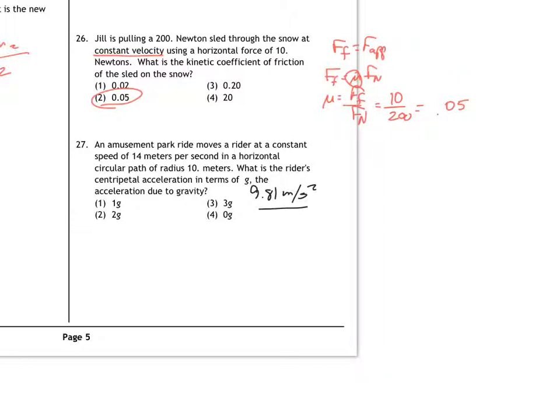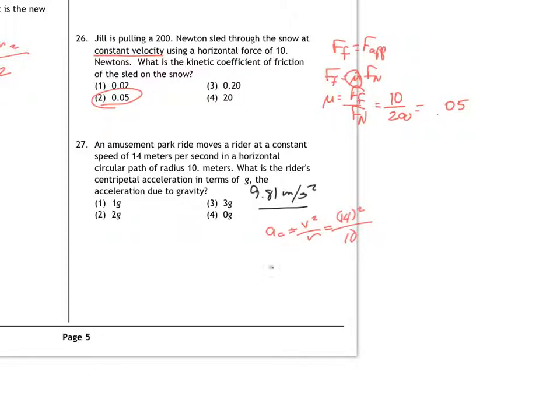And then we'll figure out what multiple it is, and then we'll be able to say it's either 1g or 2g or 3g or 0g. So let's use the equation a_c is v squared over r, since this guy's moving in a circle, and therefore we would describe his acceleration in terms of circular motion. And his velocity was 14 meters per second, which we will need to square. And the radius was 10 meters.